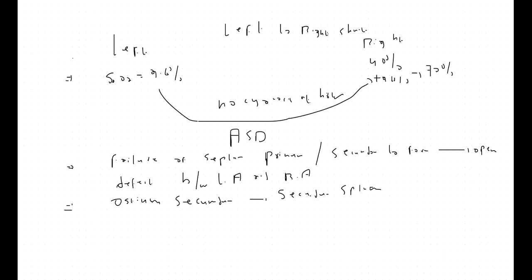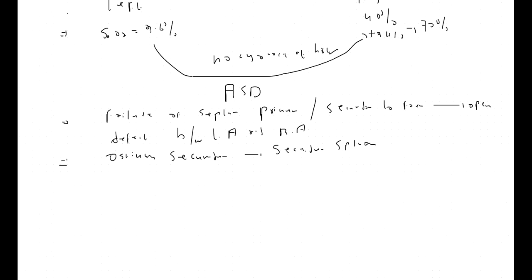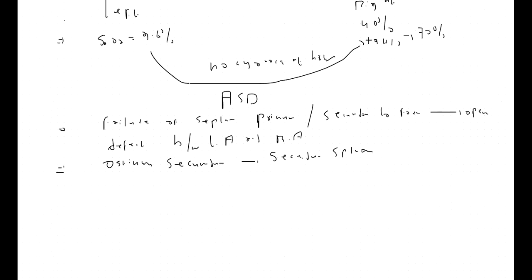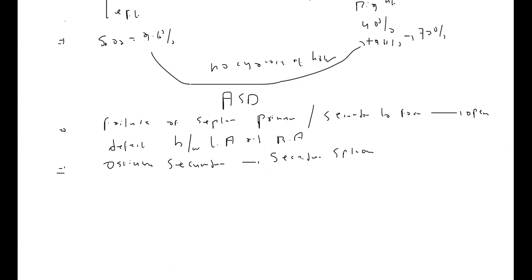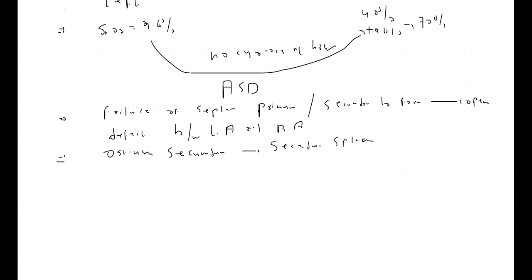But I'm sorry, doctor, sometimes the necrosis of the septum primum takes too long. It makes the ostium bigger. So when the septum secundum comes down, it doesn't cover the whole ostium. That's what I'm explaining to you. I said the defect in the septum secundum will lead to ostium secundum. Okay, all right. So that will be your ASD.